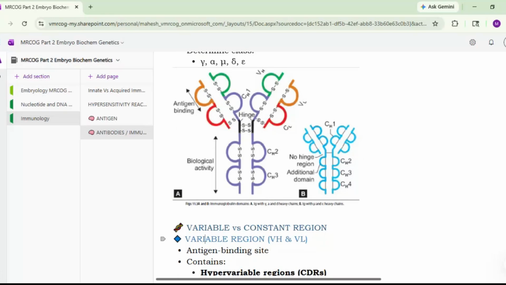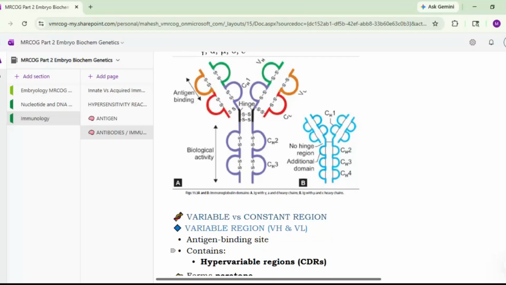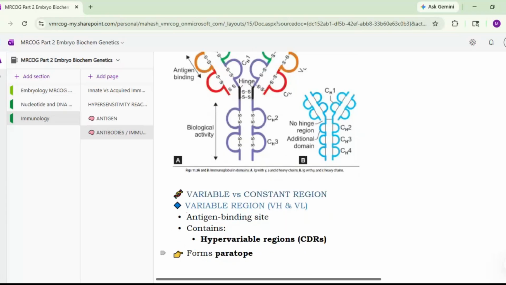Okay, so variable versus constant region. Variable region of the heavy and variable region of the light. This will be variable portion of the light, this will be variable portion of the heavy. It is basically an antigen binding site. It contains hypervariable regions, also called CDRs. This hypervariable region forms the paratope. We have seen what is paratope. Paratope is where they will identify the epitope, the smallest unit of the antigen. So there will be paratope epitope complex formation.